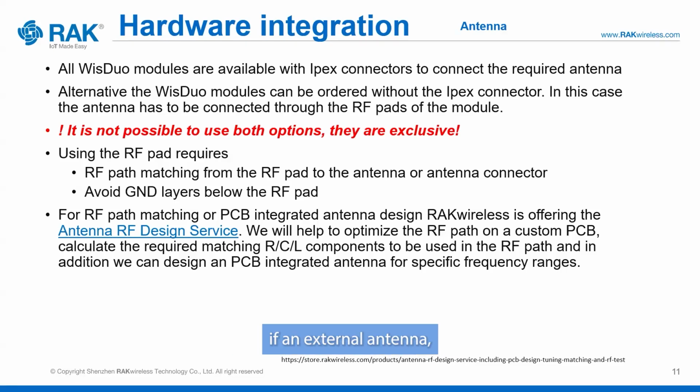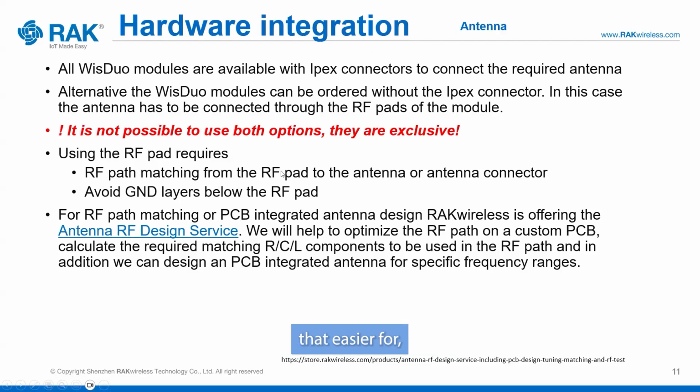If an external antenna should be used, the WisDuo module has to be the variant without the IPEX connector, and then the RF signal is on the RF pad. In this case, you require an RF path matching from the pad to the antenna or antenna connector. And in general, there should be no ground layer directly below the RF pad.